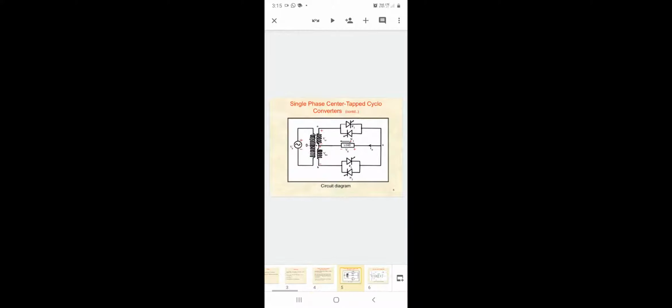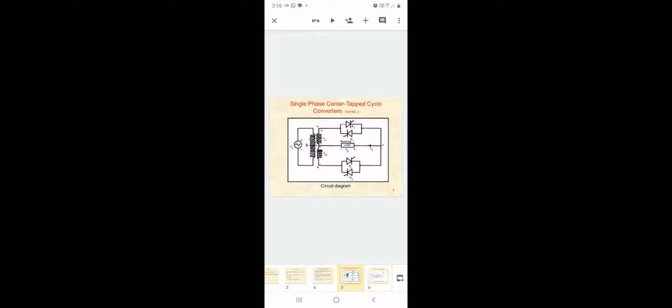Here the secondary winding of the transformer is provided with a center tapping. It consists of 4 thyristors. Two of these thyristors, P1 and P2, form the positive group, and N1 and N2 are called the negative group. As shown in the circuit diagram, the load is connected between the secondary winding midpoint O and terminal A.